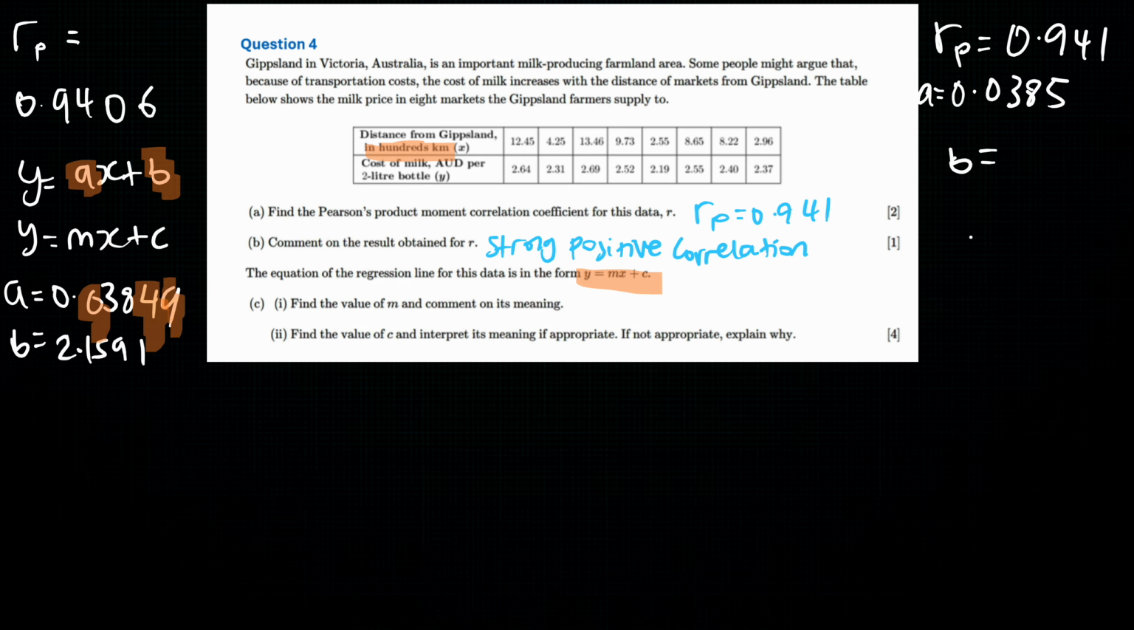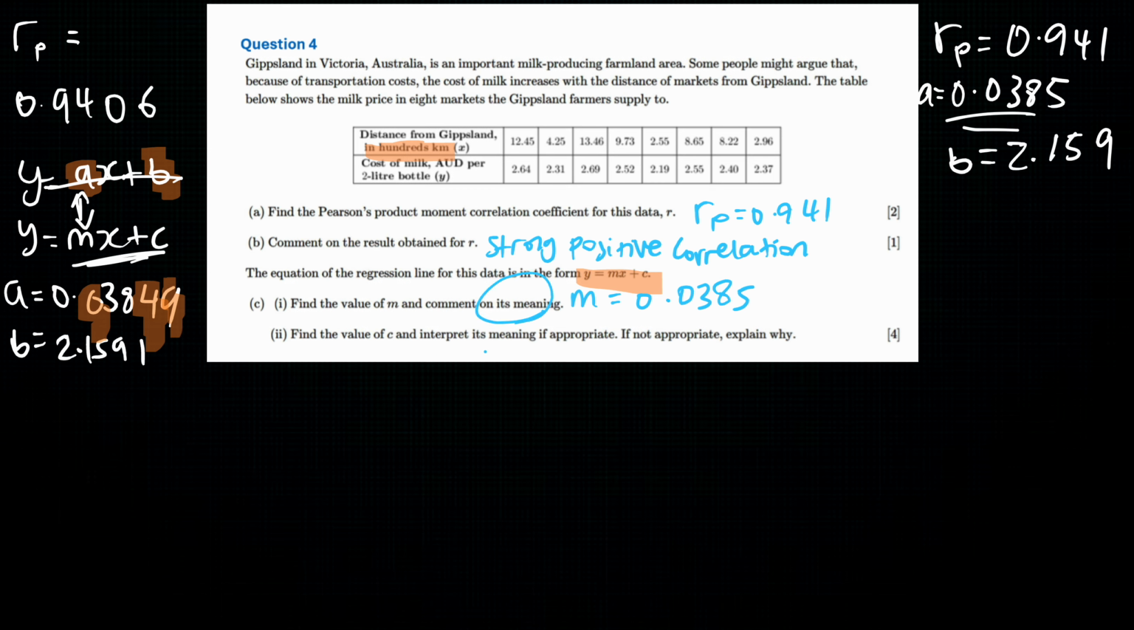And the B value is 2.159 to 3 significant figures. Because it's in the form of AX plus B, and they're asking for the value of M, the value of M is going to be equal to the value of A, which is 0.0385. So you can say M equals 0.0385 to 3 significant figures.